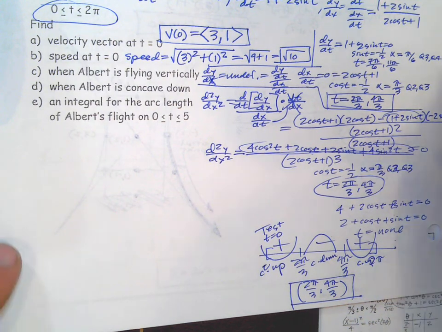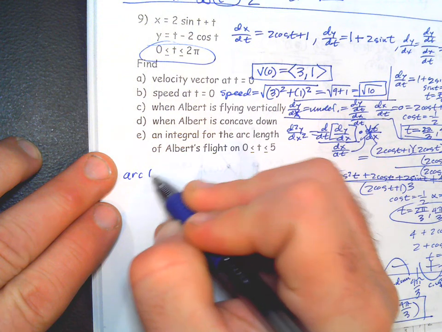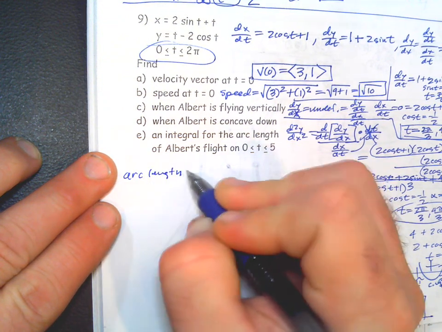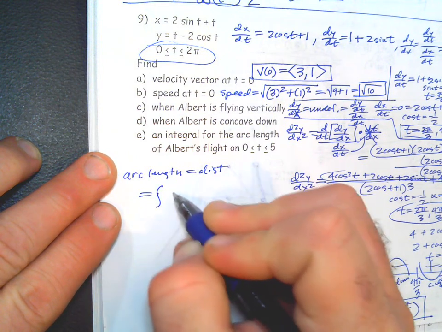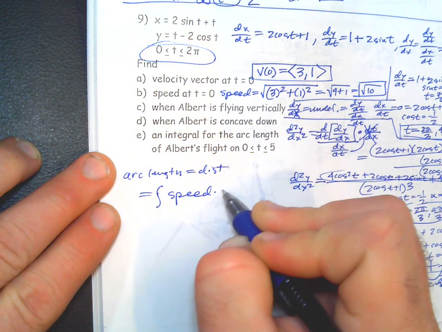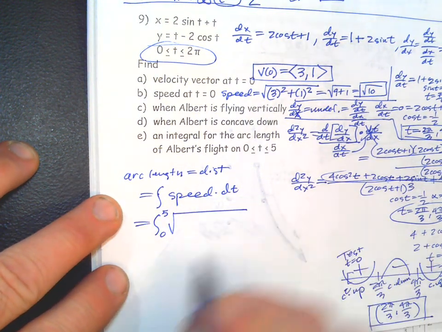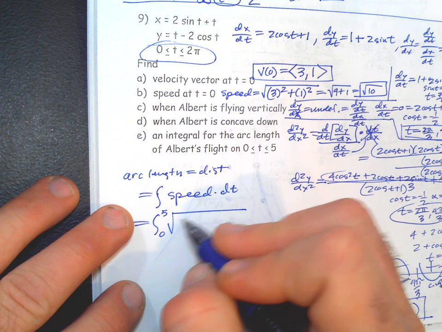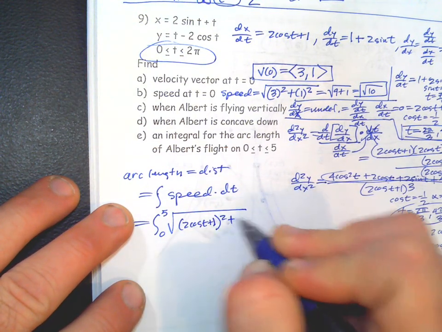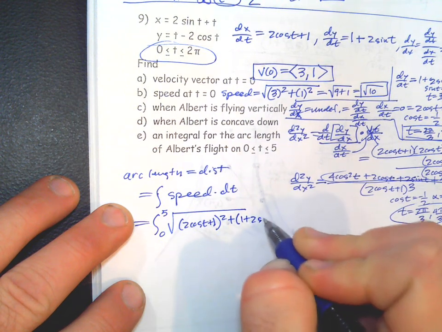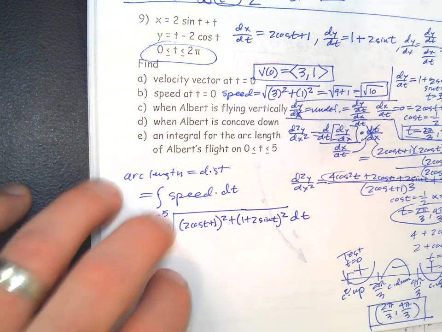And then integral for the arc length. So arc length is the same as distance along an arc, which is distance traveled, which is the integral of speed, like it was last year with one-dimensional motion. So 0 to 5 of the square root, but speed's calculated differently this time. So this can be (2 cosine t plus 1) squared plus (1 plus 2 sine t) squared dt. I need the dt. Okay.